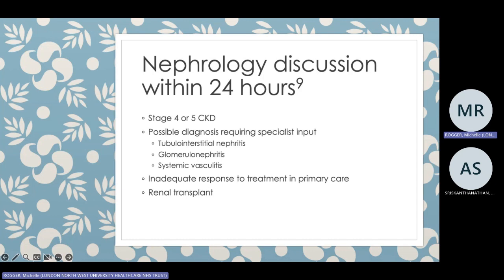If, again, you've tried to treat it in primary care and there's no response, then you consider discussing with nephrology or renal. And if someone's got a renal transplant, once someone's had a renal transplant, the renal team like to follow them up and keep a close eye on them, especially if they develop AKIs, so they'll be quite heavily involved in the ongoing management of patients who have had a renal transplant.